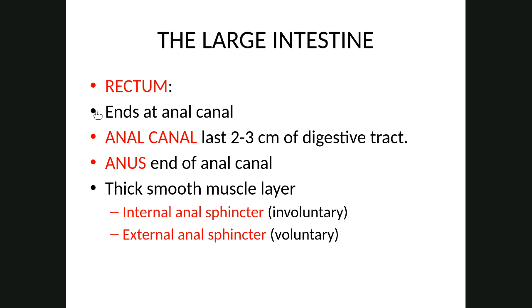All right, the rectum ends at the anal canal, which is the last 2 to 3 centimeters, about 1.5 inches, of your digestive tract. And then the anus is it, that's the end. It has a smooth muscle layer. It has 2 sphincters. One is internal and one is external. One is involuntary and one is voluntary.